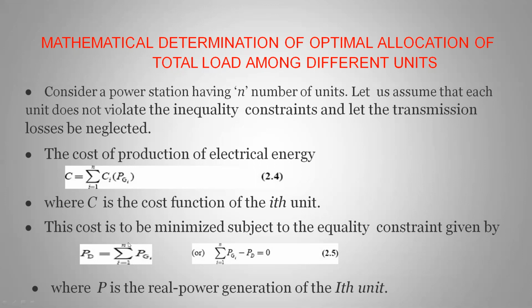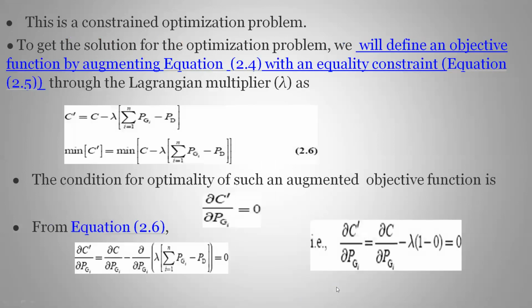This cost is to be minimized, subjected to the equality constraint given by power demand PD = Σ i = 1 to n PGi, or Σ i = 1 to n PGi − PD = 0, where PGi is the real power generation of the ith unit. Okay, this is a constrained optimization problem.